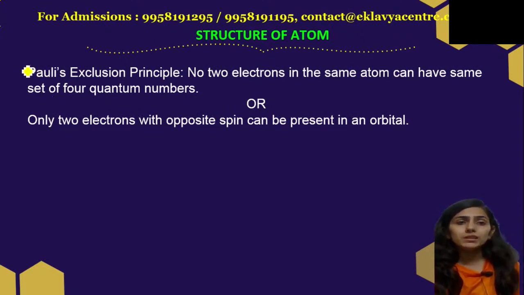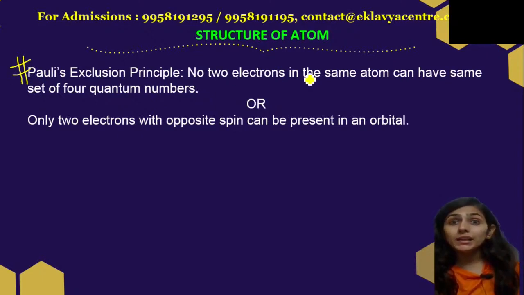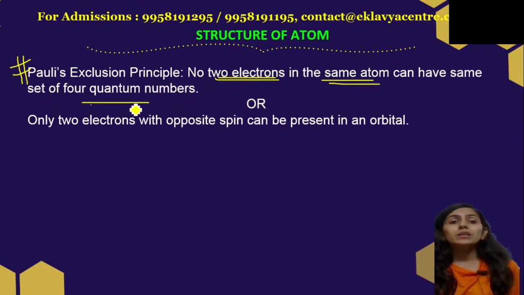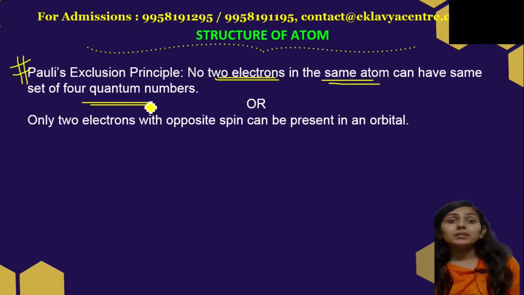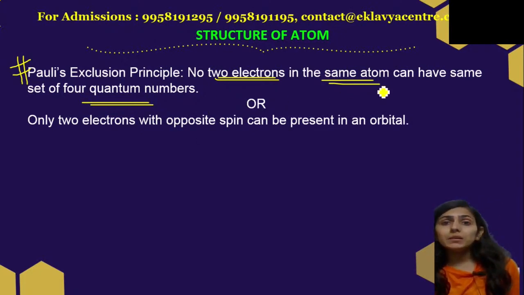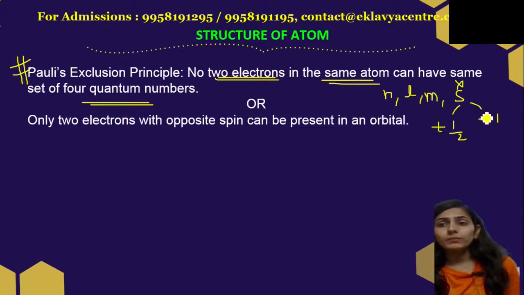Next we have Pauli's exclusion principle. Based on the fourth quantum number, we have Pauli's exclusion principle. It says no two electrons in the same atom can have the same set of four quantum numbers. Like suppose two electrons have the same values of n, l, and m, then they will never have the same value for s. One will have the value plus half and the other has to have the value minus half. It's not possible that both will have the same values.